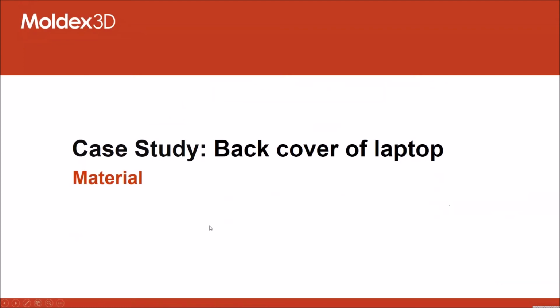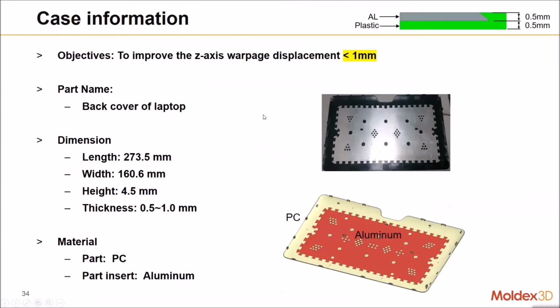And we change the fiber content for this material to see that the fiber content is an important factor for the warpage problem. Okay, so the objective for this case is to improve the Z direction displacement to less than 1 millimeter. The part name is the back cover, the material is PC, polycarbonate, and the part insert is aluminum. So this is a practical production.